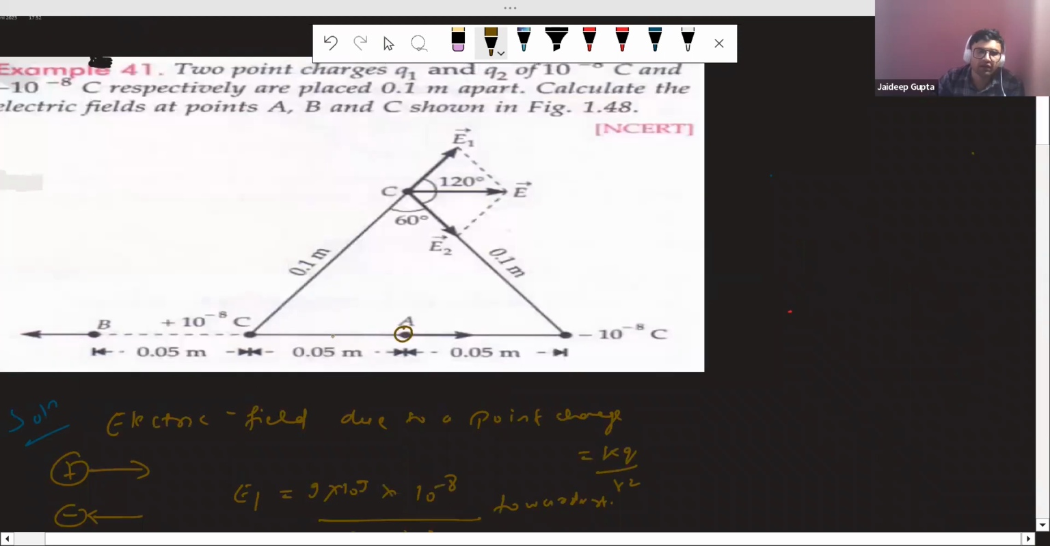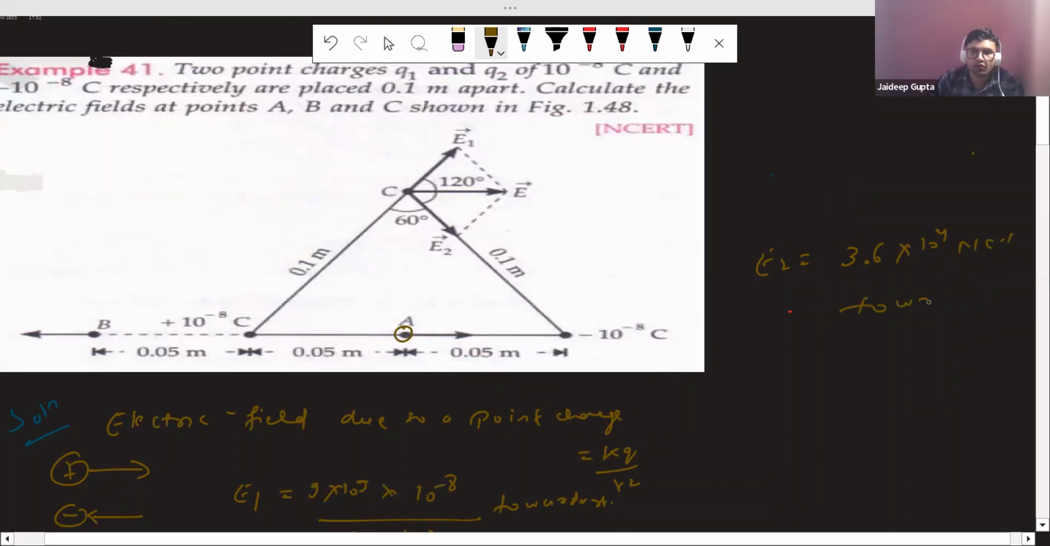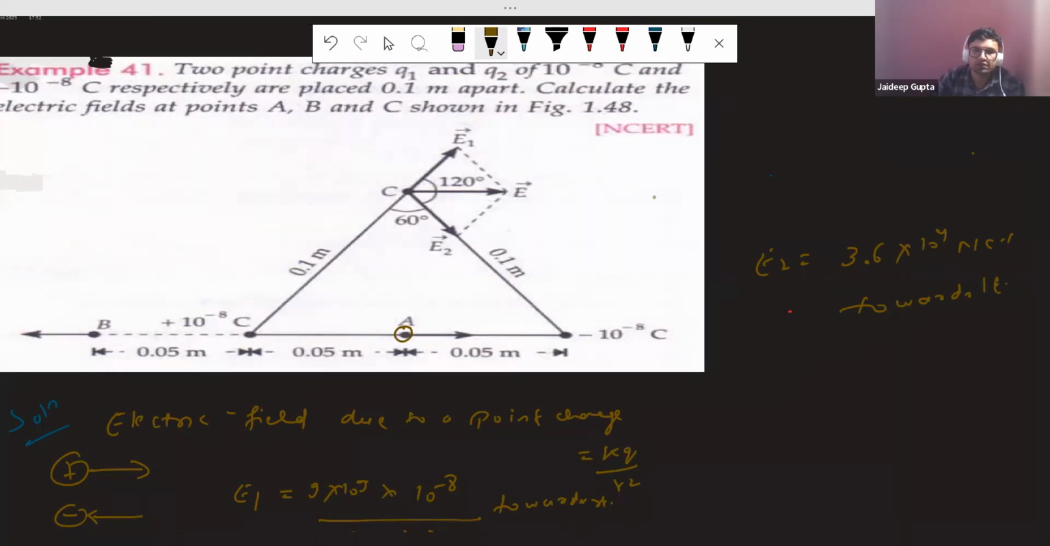Likewise, we will calculate similarly due to the negative charge. Let it be E2. Because the charge is the same and the distance is the same, the magnitude will be the same, 3.6 into 10 to the 4 Newton per coulomb. Now due to the negative charge, the direction will be towards right, sorry.